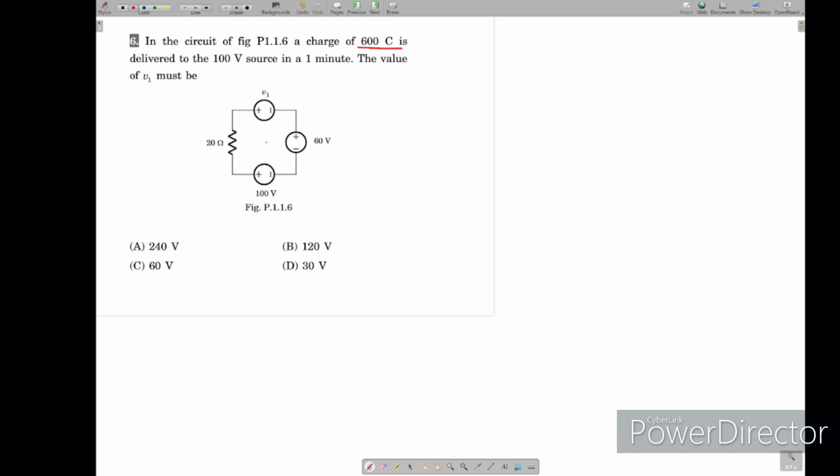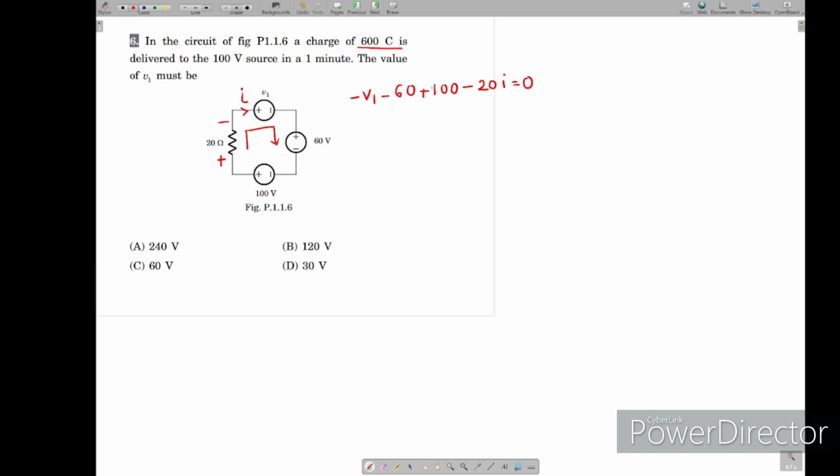So here we'll apply the KVL. As I told, we'll apply the KVL like this. I will assume the current is going like this, so I will assume this positive, negative. So this I assume I. If I apply KVL, from here I will see, positive to negative, minus V1, positive to negative, minus 60, negative to positive, plus 100, so minus 20 I equal to 0.